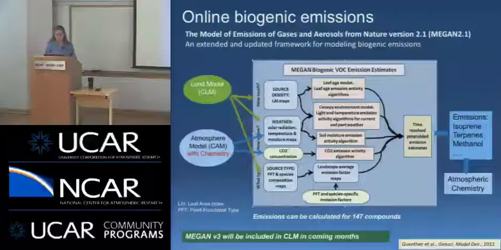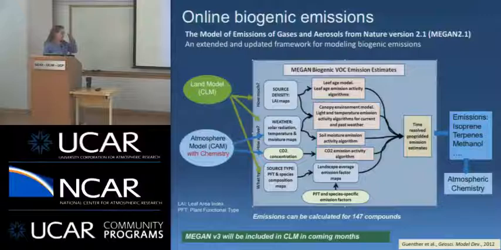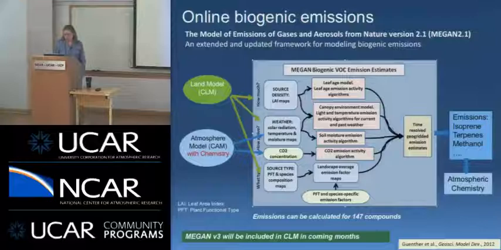So let me go back to the MEGAN model. As I said, it's embedded into the land model of CLM and is fed by parameters from the atmosphere model, and then it results in emissions. It includes the plant functional type and leaf area index in CLM, so it can evolve as climate evolves and future vegetation changes. And then it feeds back into the atmospheric chemistry in the atmosphere model, the emissions of isoprene and terpenes and all the other species. I've worked with Alex Guenther to get this running in CLM with version 2, and Alex is just finishing up a version 3, and I plan to work with him to get that running over the next 6 months or so.